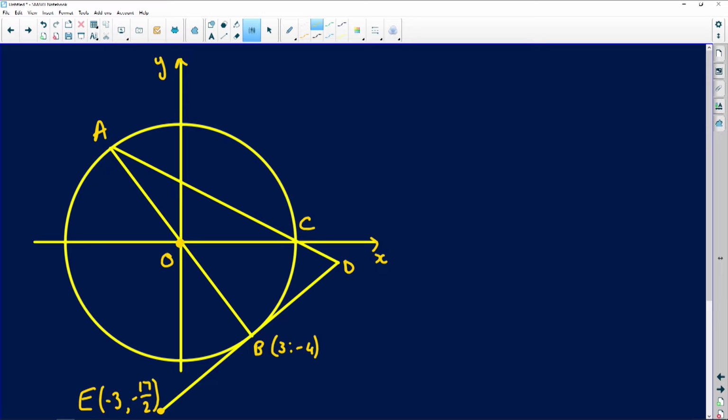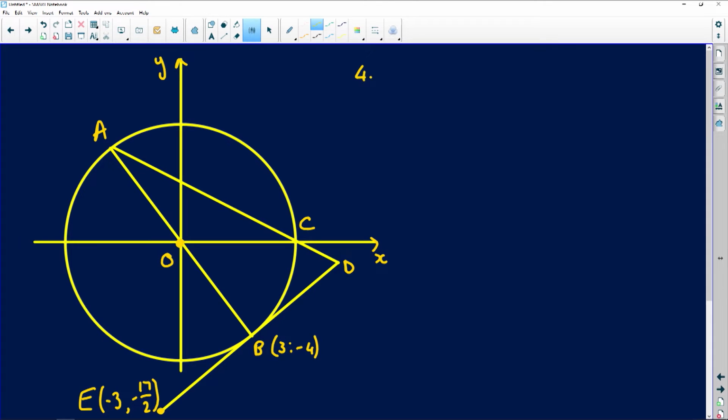The straight line ACD is what they're referring to. That line meets the tangent. There's a tangent here at the point B. It meets that tangent at the point D. The coordinates of B is 3 and minus 4. The coordinates for E is minus 3 and minus 8.5, and I've written that minus 8.5 in fraction form, minus 17 over 2. That's the information they give us.